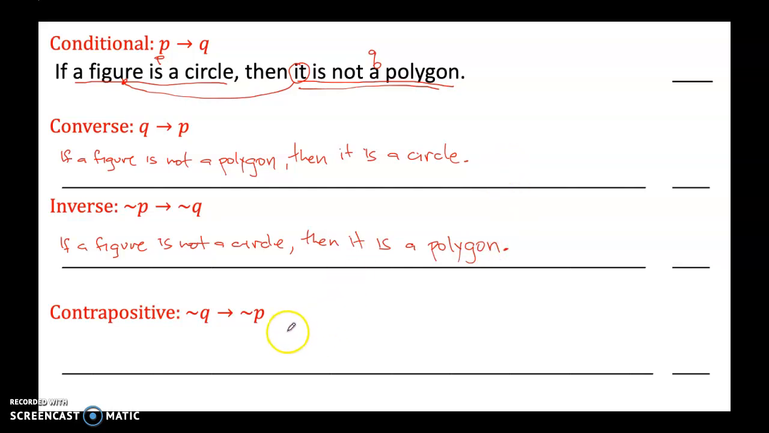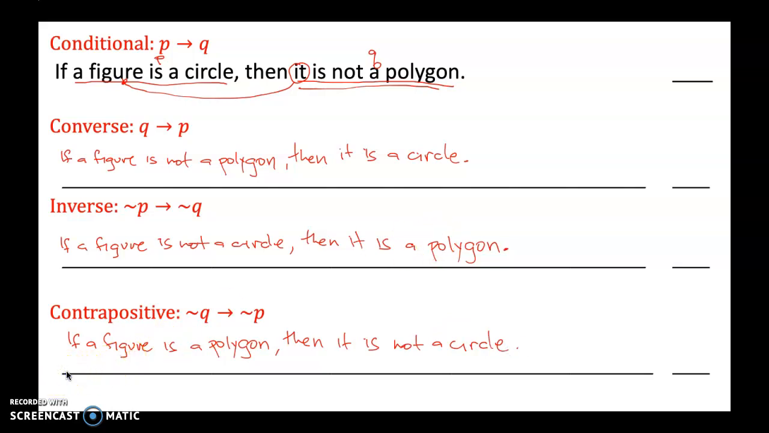That is our inverse. Next one, for the contrapositive, not Q then not P. This is our Q. So to get not Q, if a figure is a polygon, that is our not Q because our Q is not a polygon. So to get not Q: is a polygon. Then it is not a circle. So that is our contrapositive.